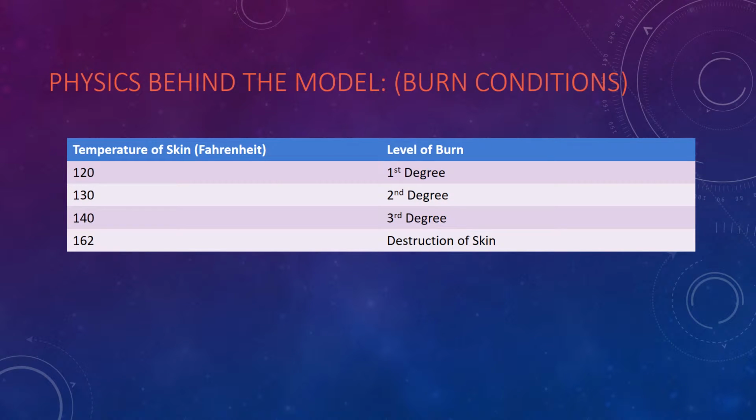Through this analysis, we looked at a few different levels of burn for your hand on the sink: 1st degree, 2nd degree, 3rd degree, and complete destruction of your skin cells. Each of those are shown, from 120 degrees to 162 degrees. We're going to see how long it takes for the metal to reach all those temperatures.